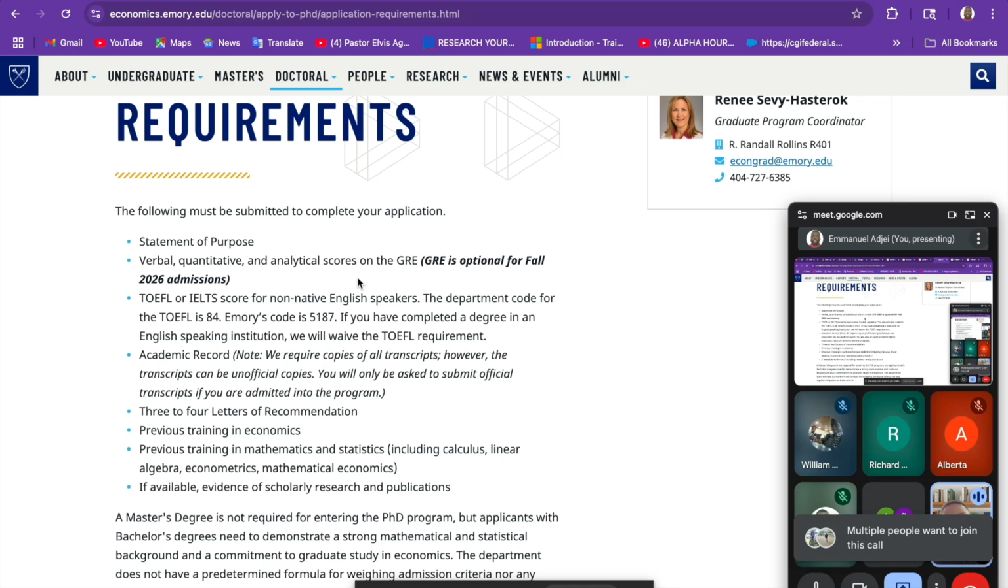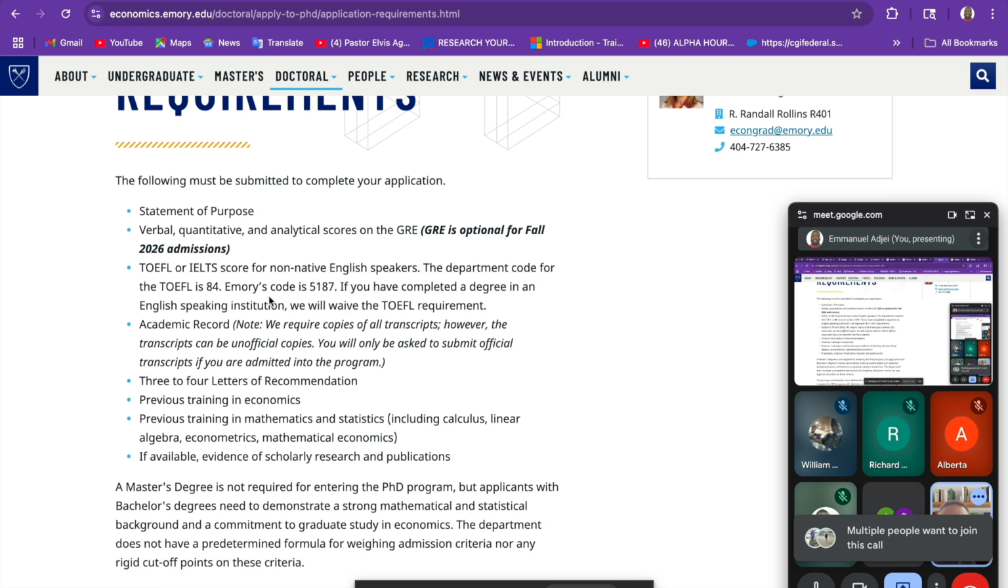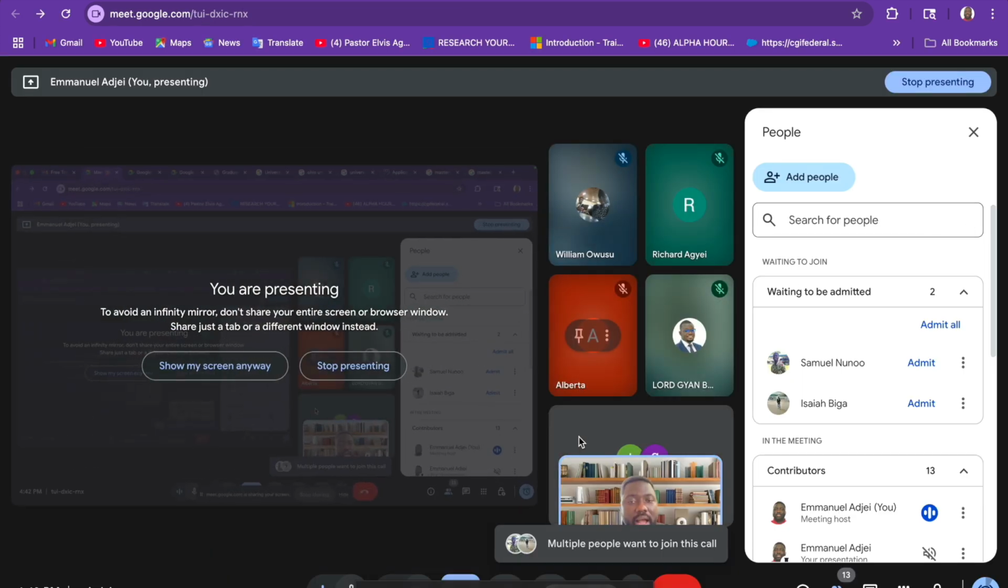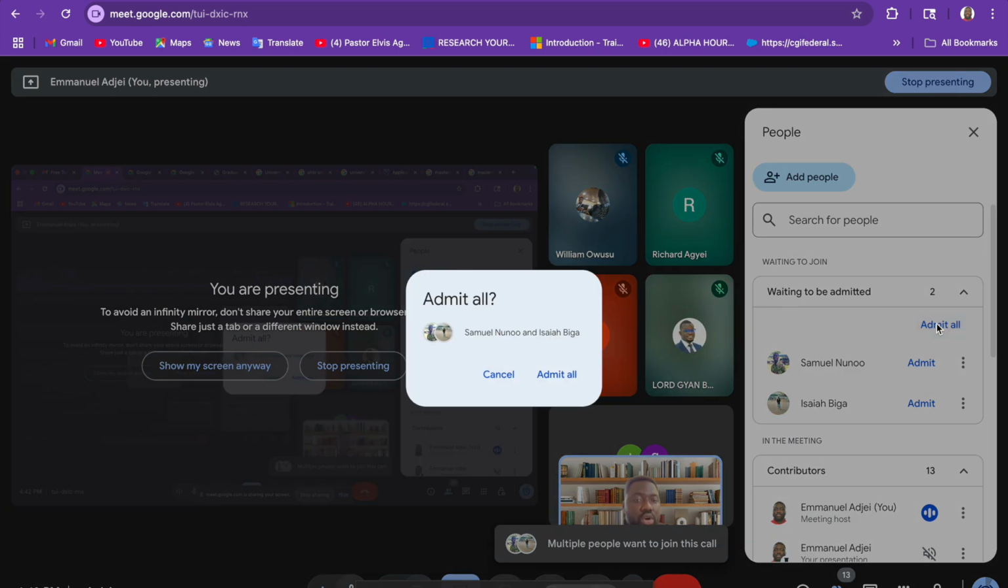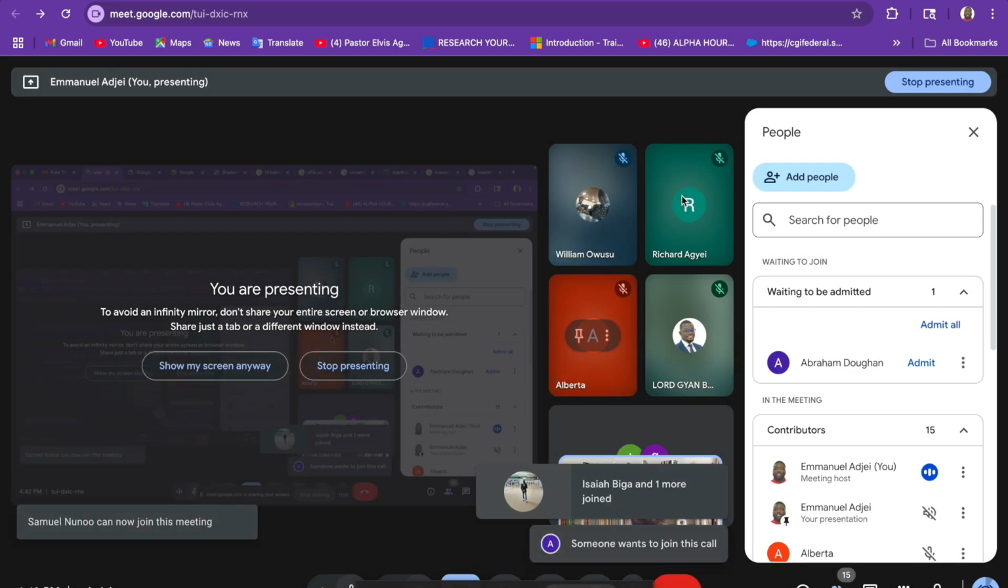I love to see this all the time from a university's website. GRE is optional. You don't need it if you want. TOEFL IELTS score for non-native English speakers. You are native. Keep this in mind. You are a native English speaker. That's what I want you to keep in mind all the time. So if you are applying, always when you are asked your native language, make sure you are selecting English as your native language.